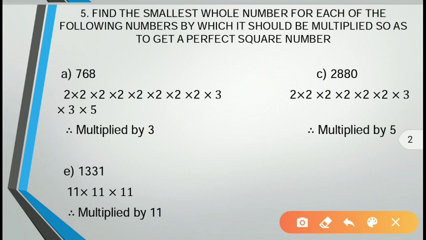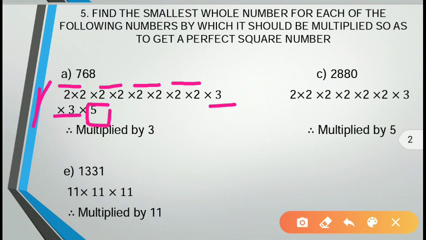First of all, you need to do a prime factorization in this question also. So the first question is 768. Clear? When you factorize it, you will get this. Okay, now start making the pairs. This is one pair, this is another pair, this is one pair, this is one pair. 3 and 3 together is one pair. 5 is alone here.